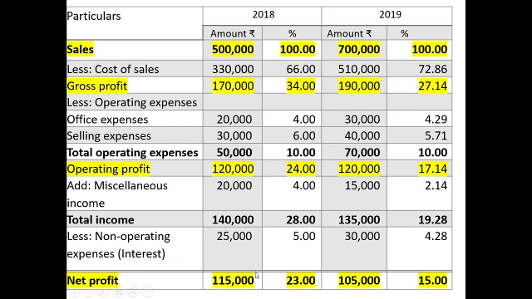So here you got nearly 1,15,000 as net profit, but in 2019 you received only 1,05,000 in terms of absolute figures, and in terms of percentage also you got very less percentage in 2019. So the concluding remarks with respect to this analysis, the financial position of the company is not favorable. So the company needs to find some cost cutting measures.